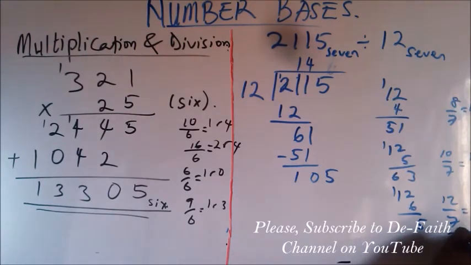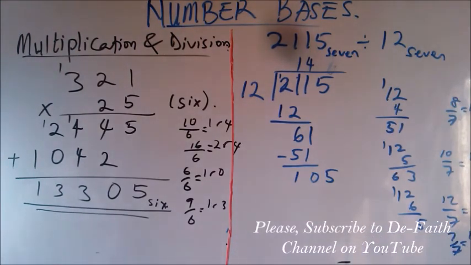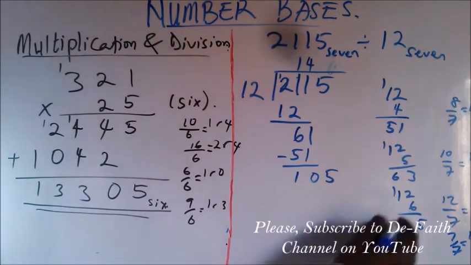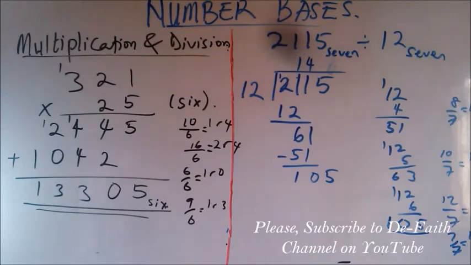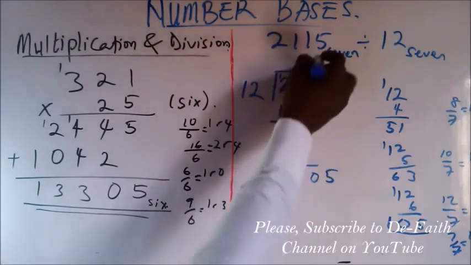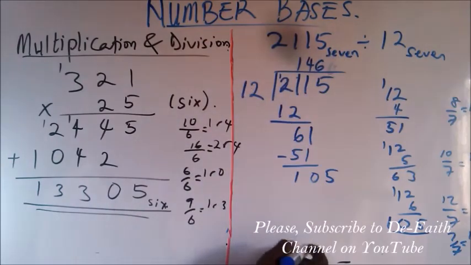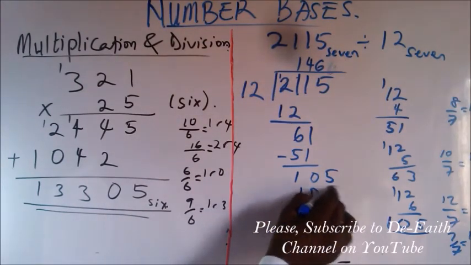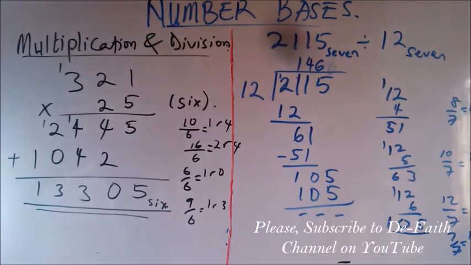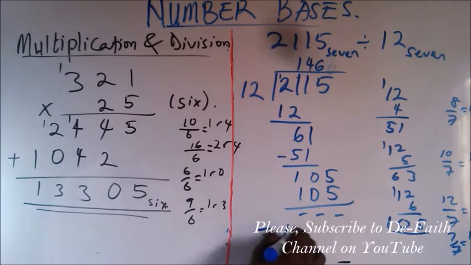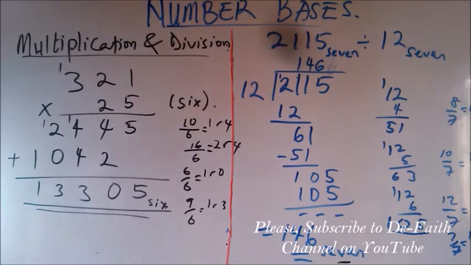So 7 into 7 has 1 remainder 0. So we have our 0 and then 1. So that is 12 times 6. So we have 6 here. So 6 times 12, that is 105. So we subtract it and that's what we get. So 2115 base 7 divided by 12 base 7, and that gives us 146 base 7 as the final answer.